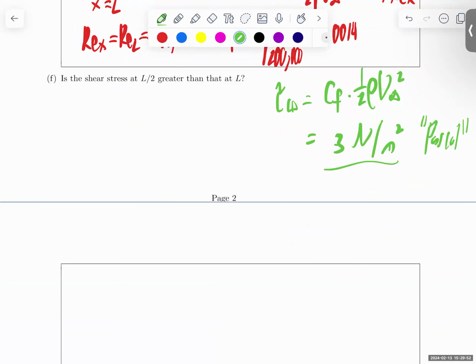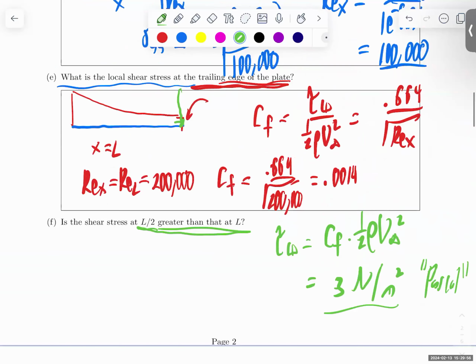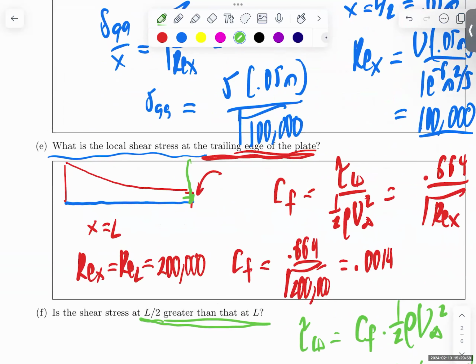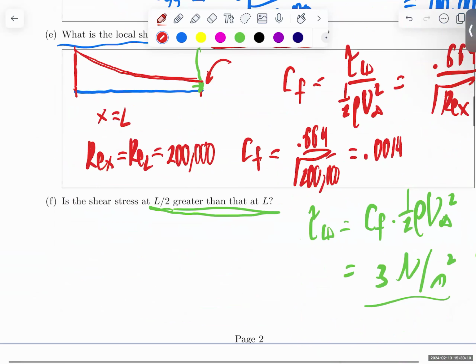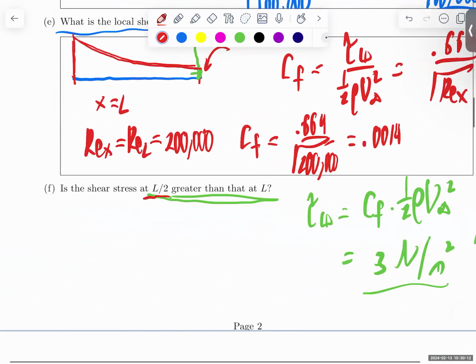Is the shear stress at halfway down greater than at L? This is a general discussion question, but let's rely on this figure here. I've already drawn the distribution. And the fact is, for one regime, in this case laminar, it's maximum at the start and decays with distance downstream. So it would be greater at L over 2 because it's upstream of L. So I'm going to say yes.